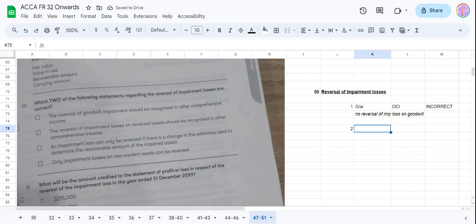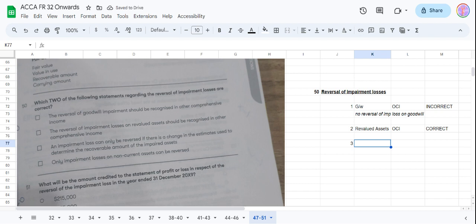The second one says reversal of impairment losses on revalued assets should be recognized in OCI. That's a simple, straightforward thing. It is correct. Revalued assets like buildings and others, if any asset is revalued, that goes to OCI. That is correct.